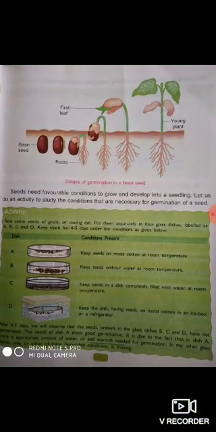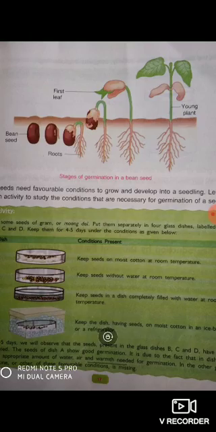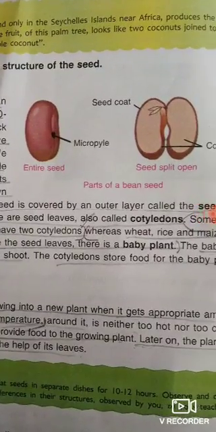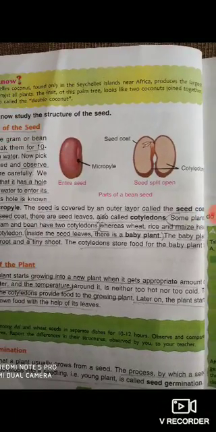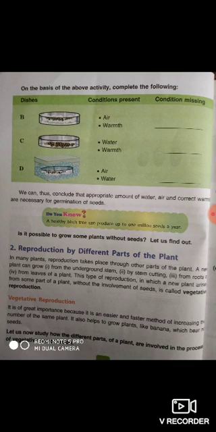This is a very essential diagram. You will practice this diagram. This is very important. And the parts of the bean seed, that diagram is also very important. So you will draw them. The points to be noted are: number one, the parts of the bean seed; second, the stages of germination of the bean seed; and the process of photosynthesis, which I have explained earlier.